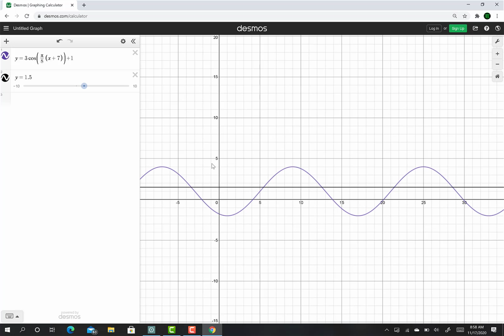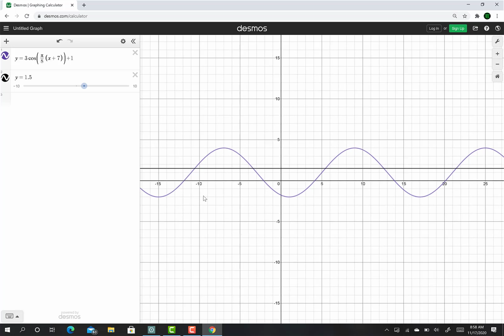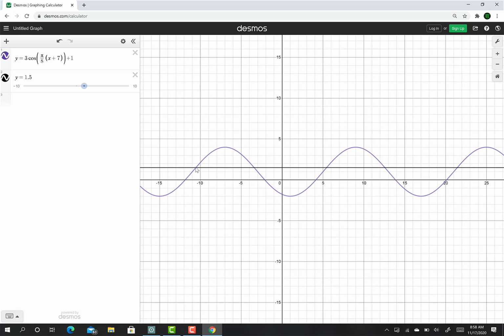So here we go. Oh man, I moved it. So here we go, intersections. So write that number down, guys. So x equals -10.574. And then the next one is -3.426.